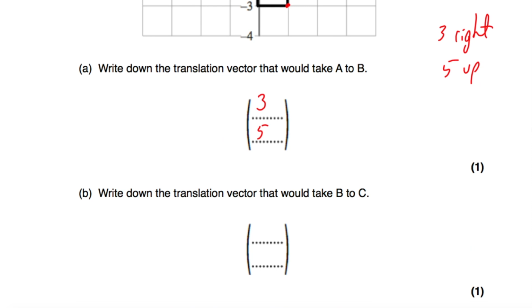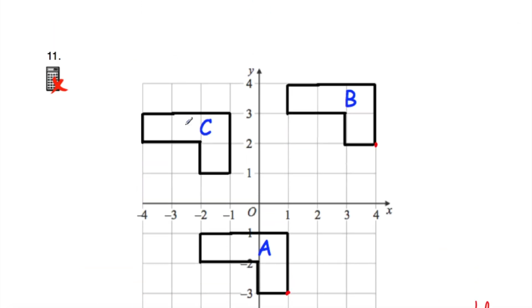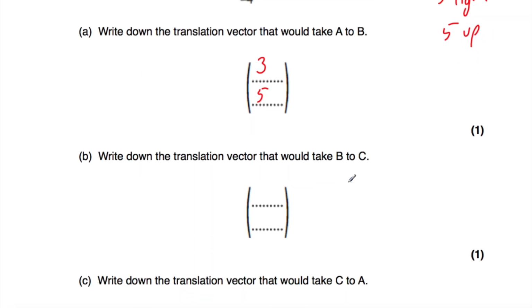So B to C. Again, I'm going to choose this corner and this corner here. I'm thinking, how do I get from B to C? I would go 1, 2, 3, 4, 5 to the left, so 5 left. And then I would go 1 down. So to go from B to C, I go 5 left and 1 down.